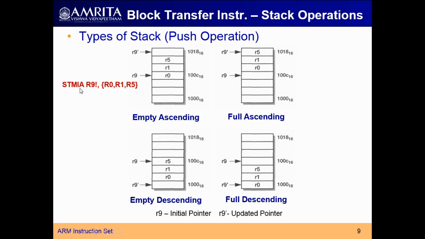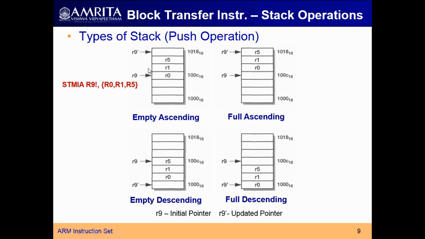Store multiple increment after. Then what will be the base pointer? The base pointer will be R9. And which registers are you moving? R0, R1, R5. So what does it mean? What is meant by STMIA? R0 content will be moved on to the address pointed by R9.